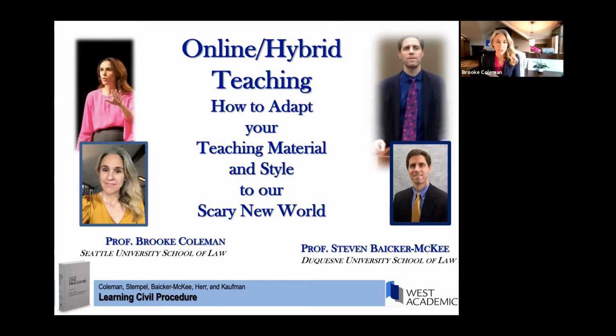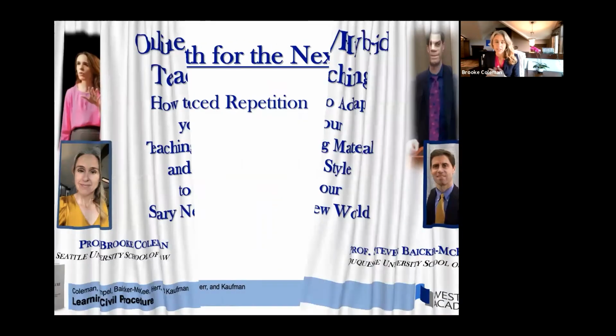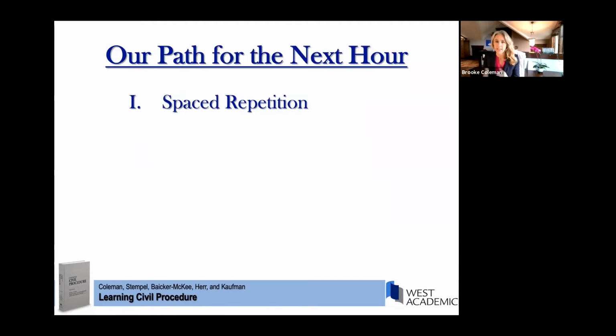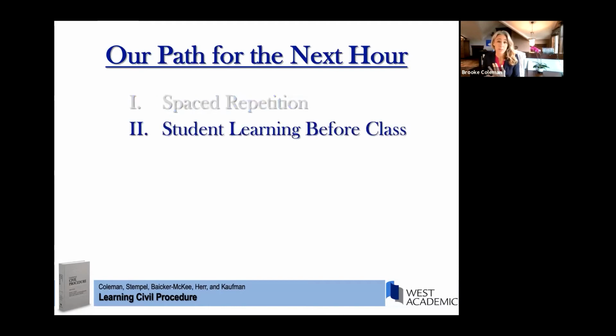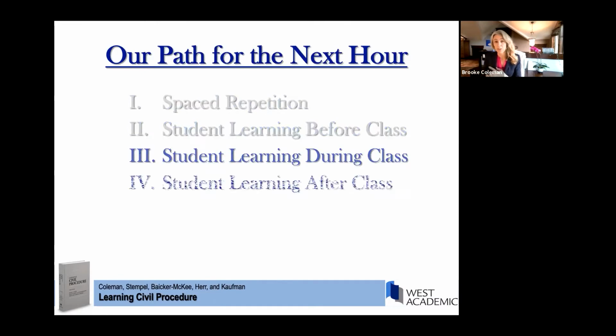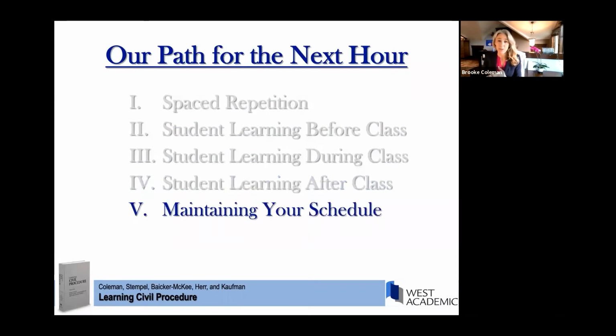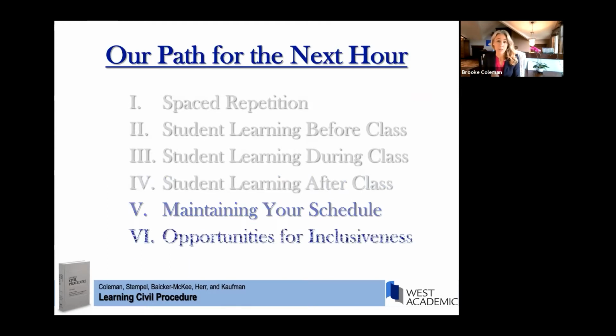So today what we're going to do, Steve, if you want to advance the slide, we're going to talk about a few different things. And of course, we will welcome as many questions as possible at the end. We're going to talk about the advantages of repetition, the idea that we want to just keep doing stuff over and over and how online makes that so easy. We're going to talk about student learning before class, during class, and after class. And then one of the things is managing your schedule, because in this new normal, what are we going to do with this schedule? And we're going to talk a little about that. And then finally, opportunities for creating inclusiveness and how to make that work.